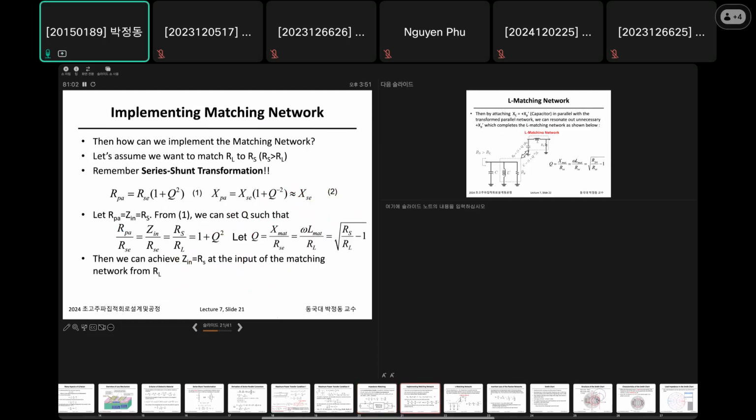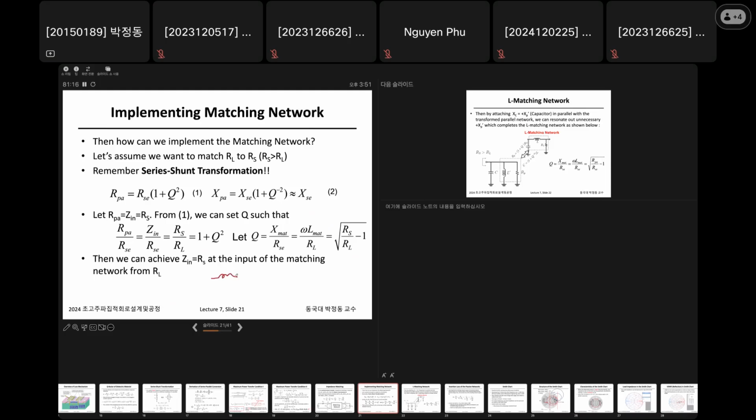That's why once you achieve impedance matching, you can achieve a better gain, like what we observed, the resonance circuit at the input. Okay, that's why. All right, then how can we implement a matching network?